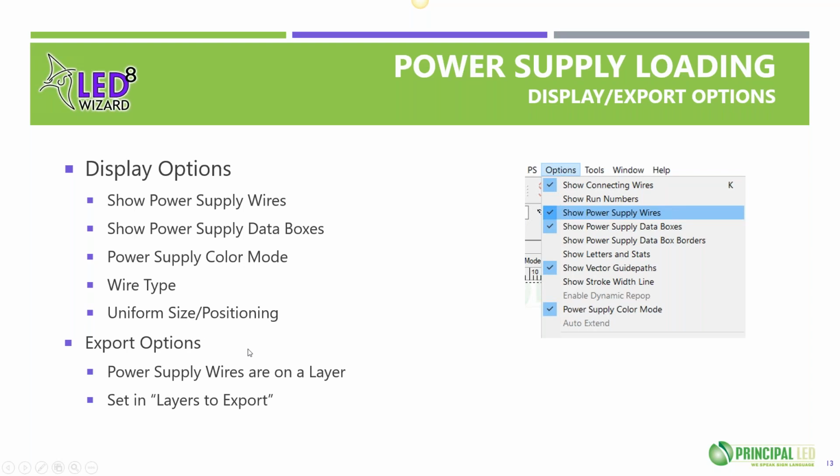In terms of exporting, power supplies are a layer. The power supply wires are a layer. So again, you can selectively turn these on and off when you export, and that's in the export dialog box under layers to export. There are some cases where you'd want to turn the power supply wire off when you export. And just remember that how you have it displayed in the layout and how you export it are separate things. Just because you have it turned off in the layout doesn't mean it's also turned off when you export. That's a separate operation to determine what layers you want when you export.